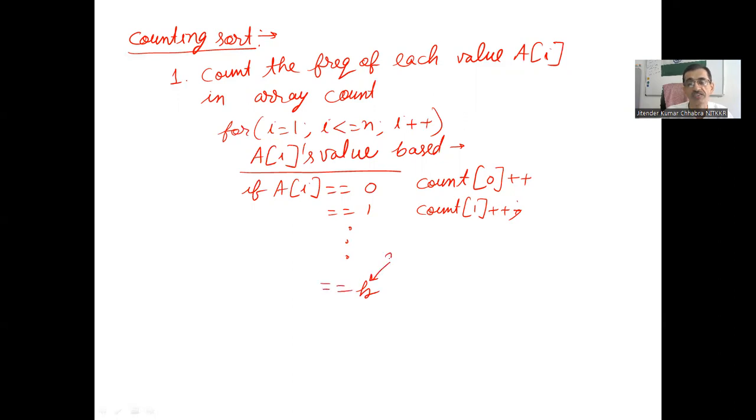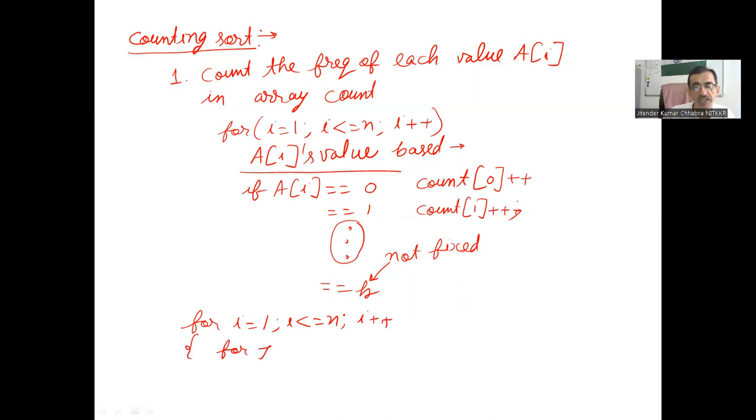This k is not fixed. It will depend on the program, on the data. So while writing the code, I cannot write dot, dot, dot. So you find it difficult how to write. Some of you could find the answer, but the first time you are not able to think. Maybe then an idea comes to your mind. Yes, I should have something like for i equal to 1, i less than or equal to n, i plus plus, and then a loop for j equal to 0, j less than or equal to k, j plus plus.